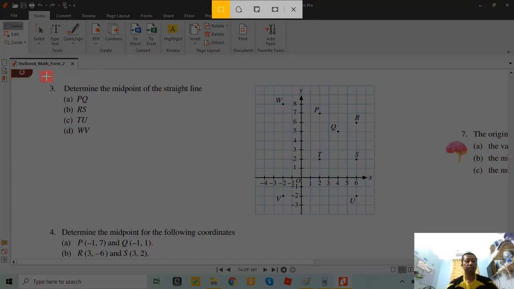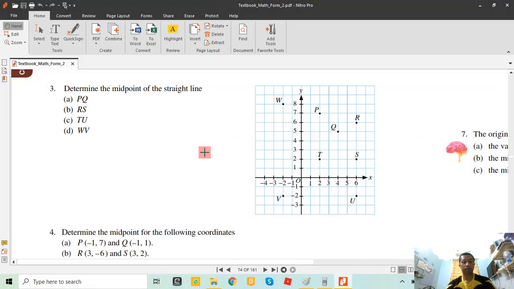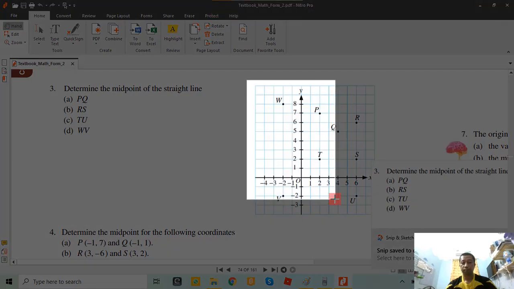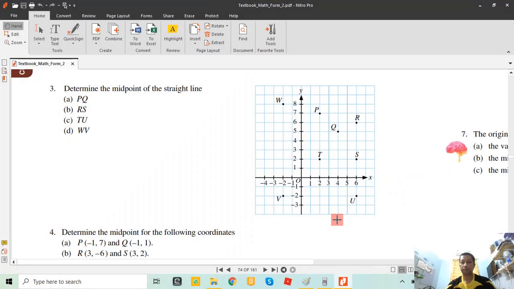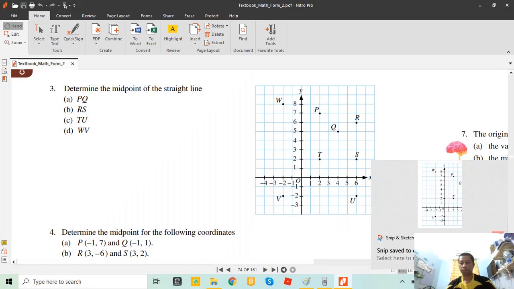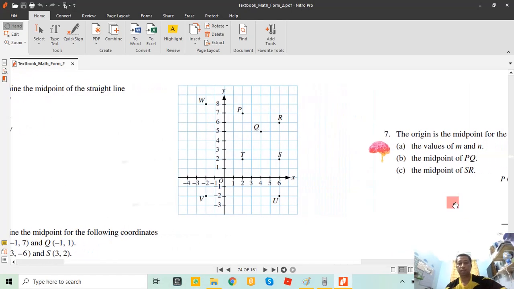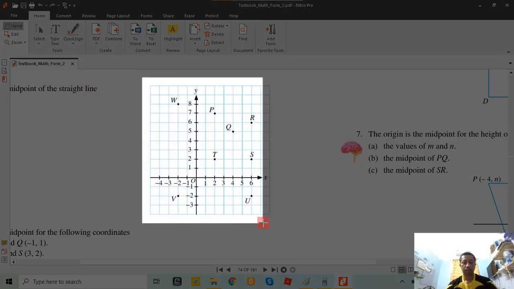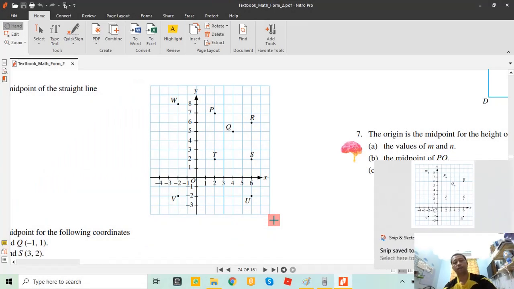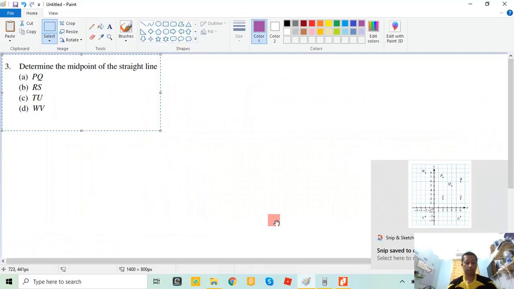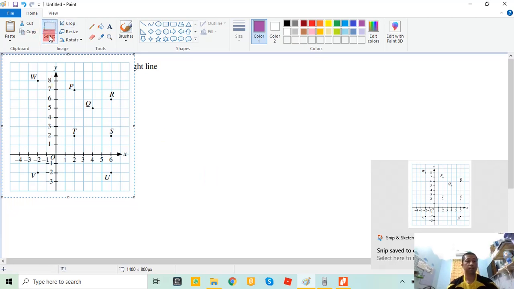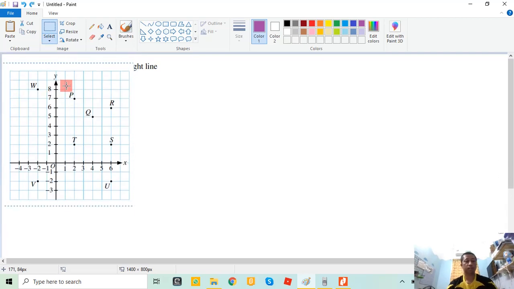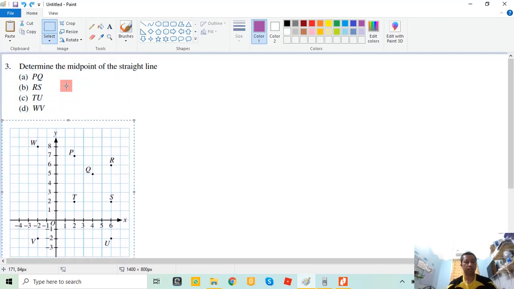Okay, let me copy first. Okay, and the diagram also. Oh, wait. Maybe like this. Okay. Again. Okay, so now, sorry. Okay, like this.